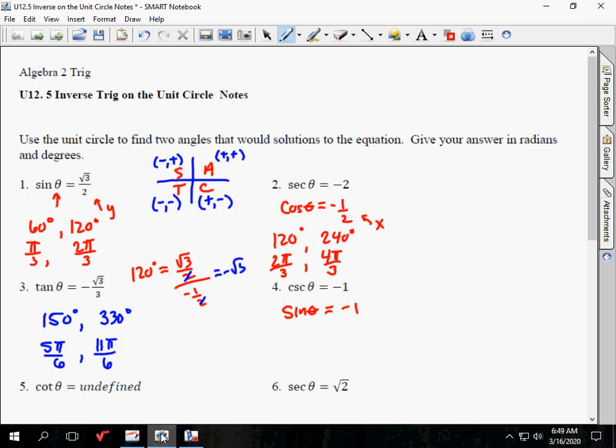Now on the unit circle, sine is our y value, and so we want to look, when is sine -1? Anytime the answer is equal to 0, 1, or -1, look on the axes, because that's where you're going to find your answer. So at y is -1, it's going to occur only one time, and that happens at 270 degrees. And then the radian is 3 pi over 2.